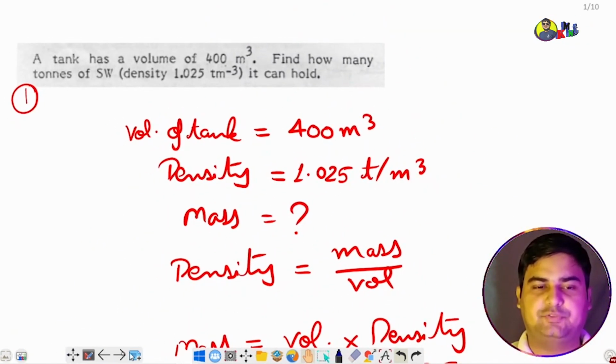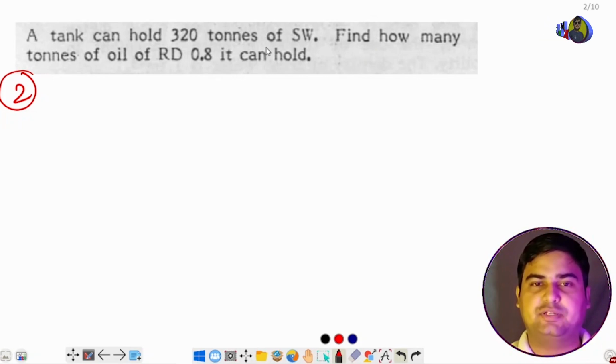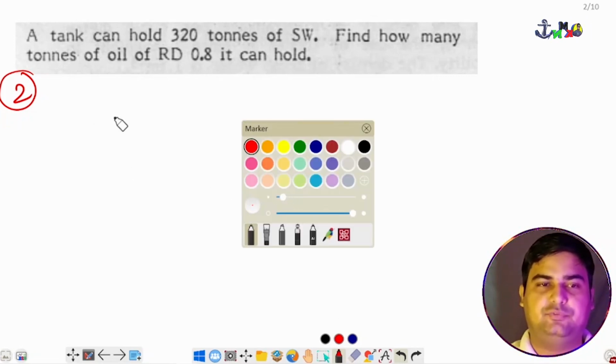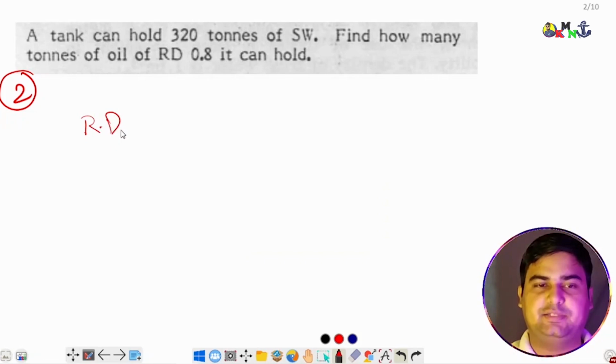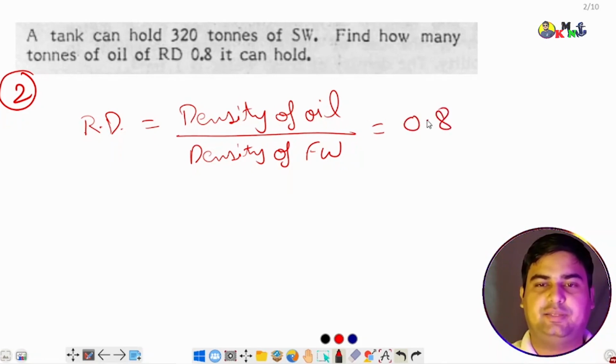Then we will move forward to the next question. A tank can hold 320 tons of seawater. Find how many tons of oil of relative density 0.8 it can hold. We know that relative density is equal to density of oil divided by density of fresh water. Relative density is given, so it is 0.8. So 0.8 is the density of oil.